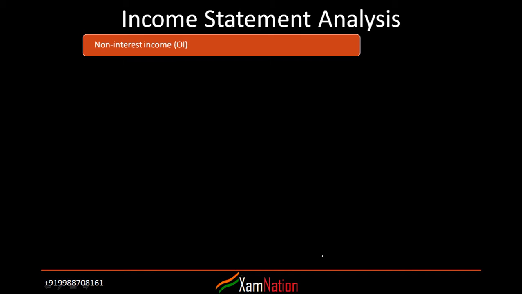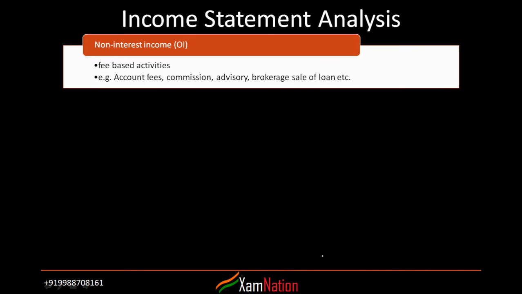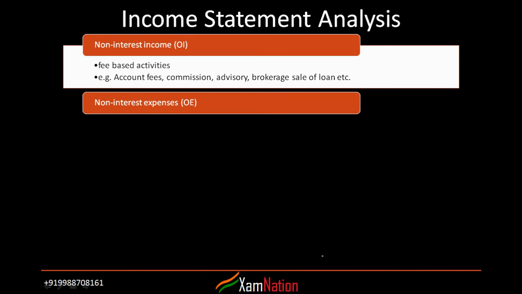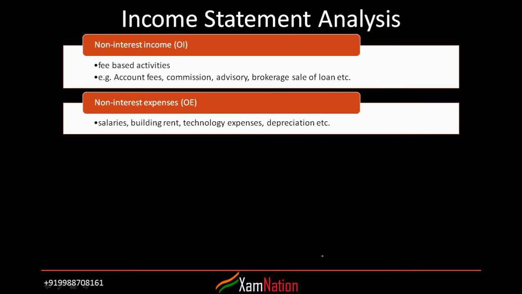this is another item, non-interest income, or sometimes it's also called other income, which is not interest in nature, like fee-based activity, account fees, commission, all those are other income. Non-interest expenses, or other expenses, are like salaries, building rent, all those are non-interest expenses or other expenses. The difference between the two is called the burden.